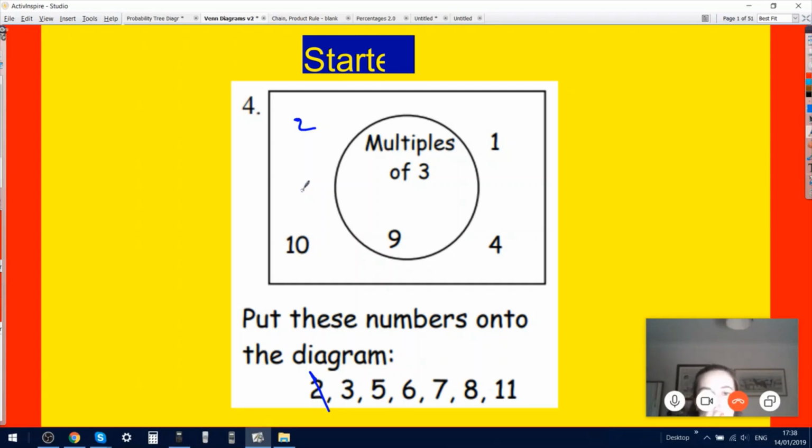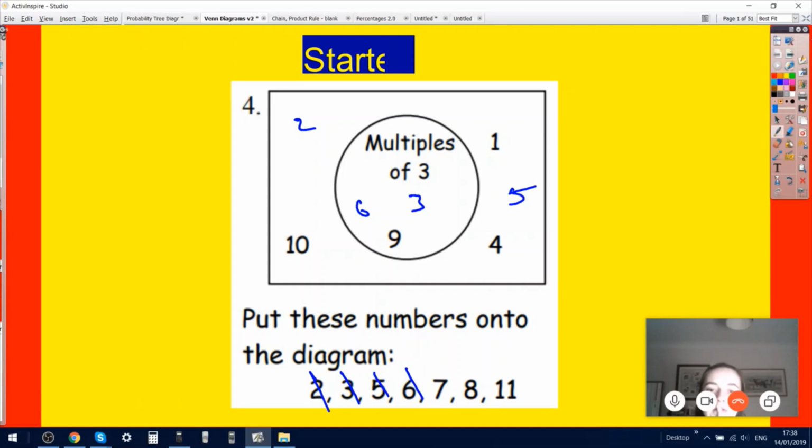Next. 3 inside. Yeah. 5 outside. Yeah. 6 inside. Yeah, and so on.